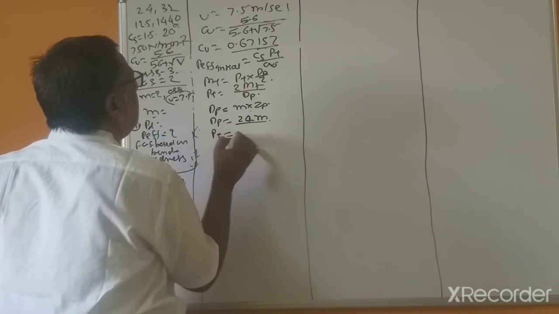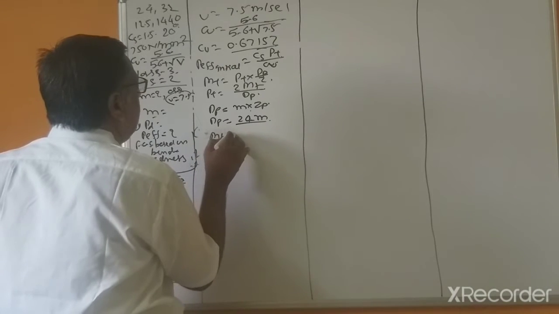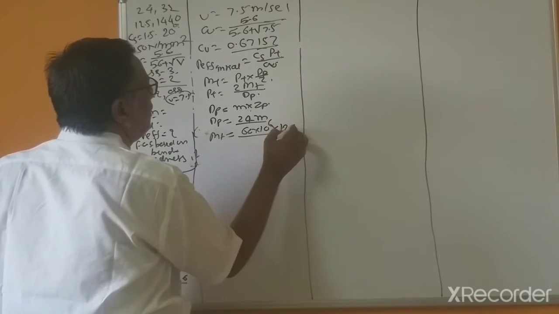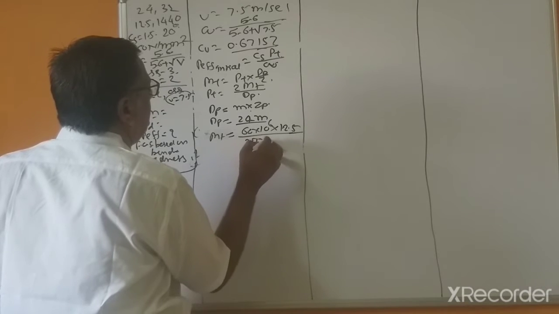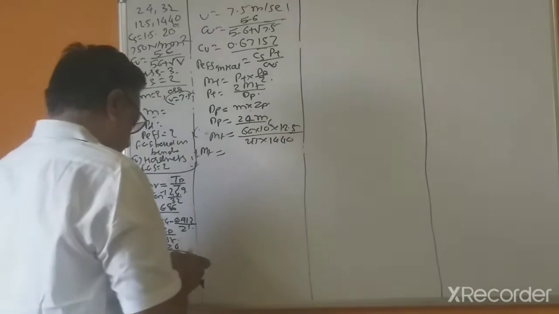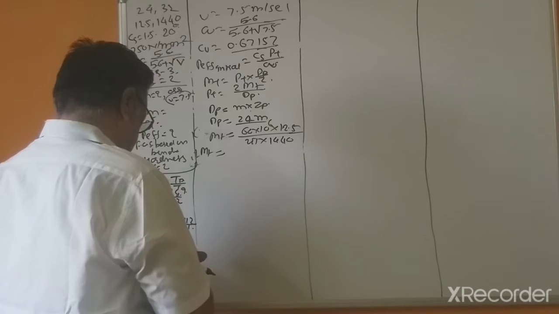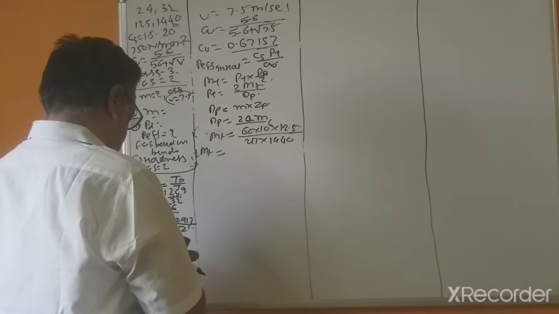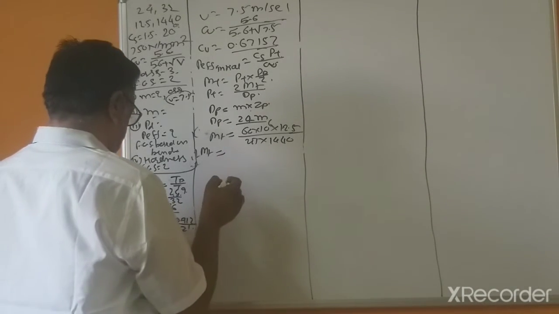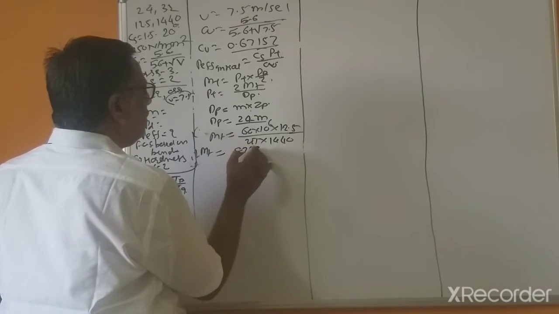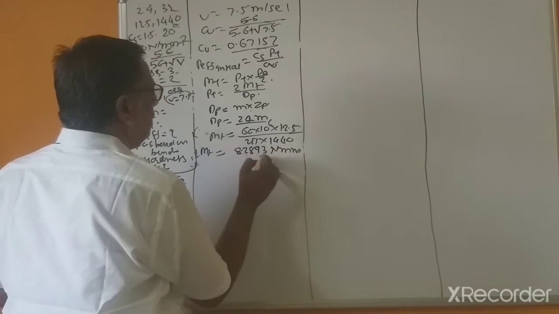So PT equal to MT equal to, first we have to calculate MT, 60 into 10 to the power 6 multiplied by 12.5 divided by 2 pi into RPM 1440. MT equal to, Newton meter.